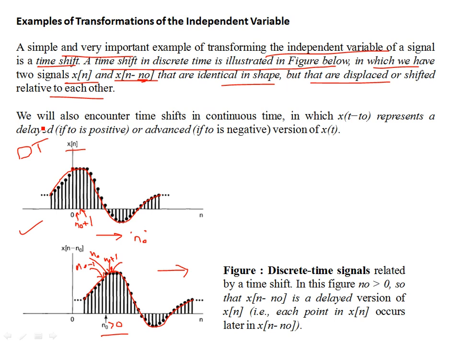Okay, so we'll also encounter time shifts in continuous time, in which your independent variable is t. If t naught is positive, it represents a delay; if t naught is negative, it would be advanced towards left. So this figure shows the discrete time signals related by time shift. In this figure, n naught is a positive quantity, and so x[n minus n naught] is a delayed version of x[n]. Each point in x[n] occurs later in x[n minus n naught] by amount n naught.